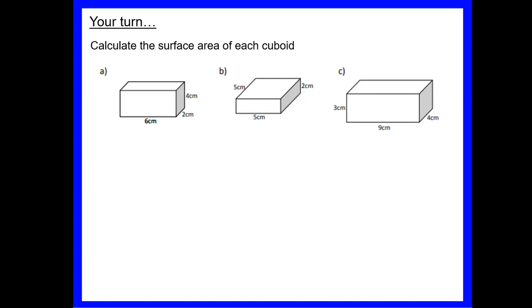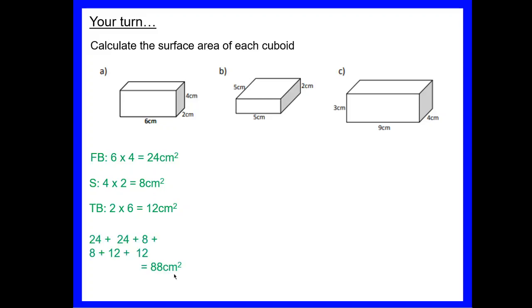Okay, so let's have a look at those solutions. I've just used a bit of shorthand here, so FB just stands for front and back. The front and the back are 6 times 4, which is 24 centimeters squared. The sides, 4 times 2 is 8 centimeters squared. And the top and the bottom, 2 times 6, 12 centimeters squared. So we've got the front and the back, the left side and the right side, the top and the bottom, which all add up to 88 centimeters squared.